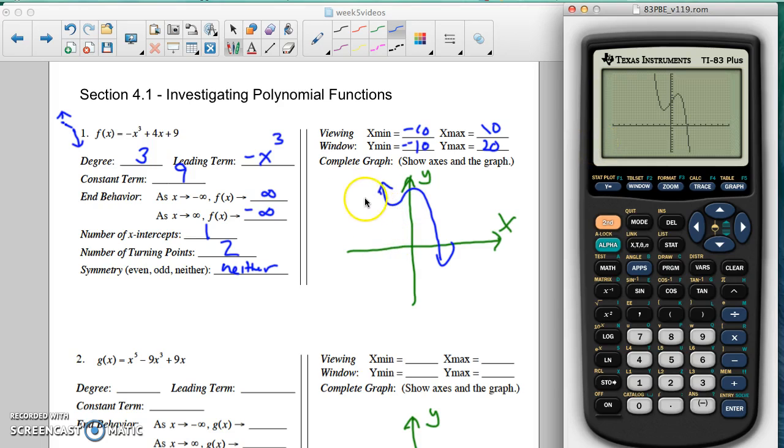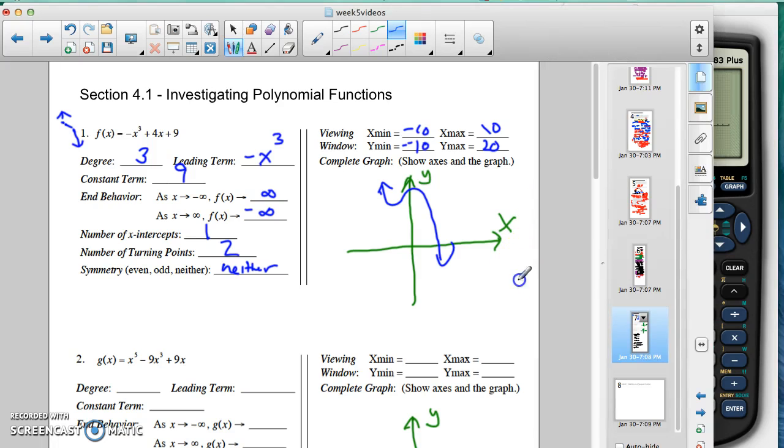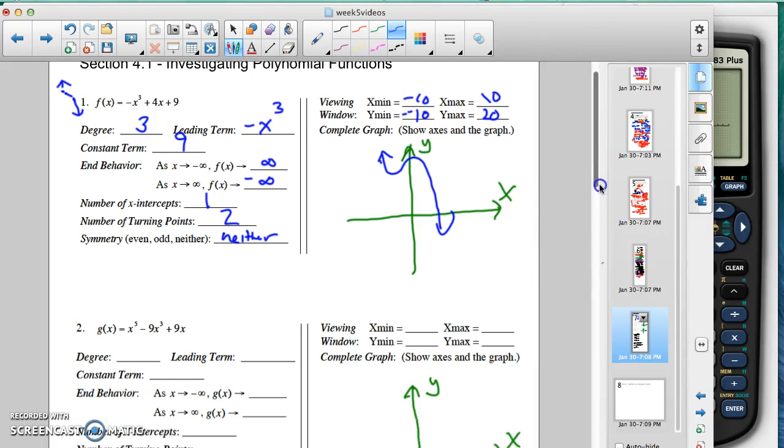Okay, and that's our first example completed using the calculator to help us out with some intercepts and turning points and end behavior. We can also use our end behavior here. Okay, so let's take a look at the second example.